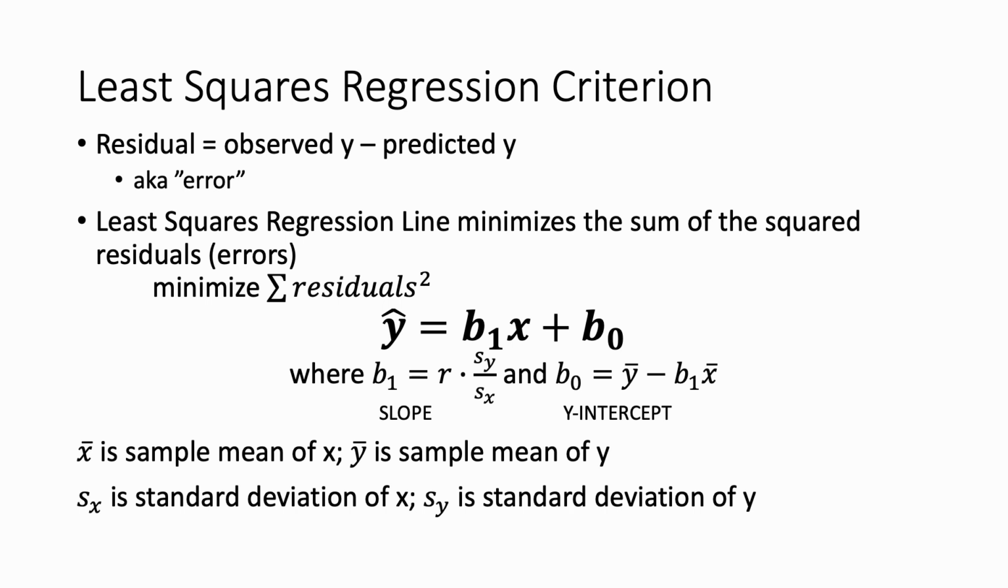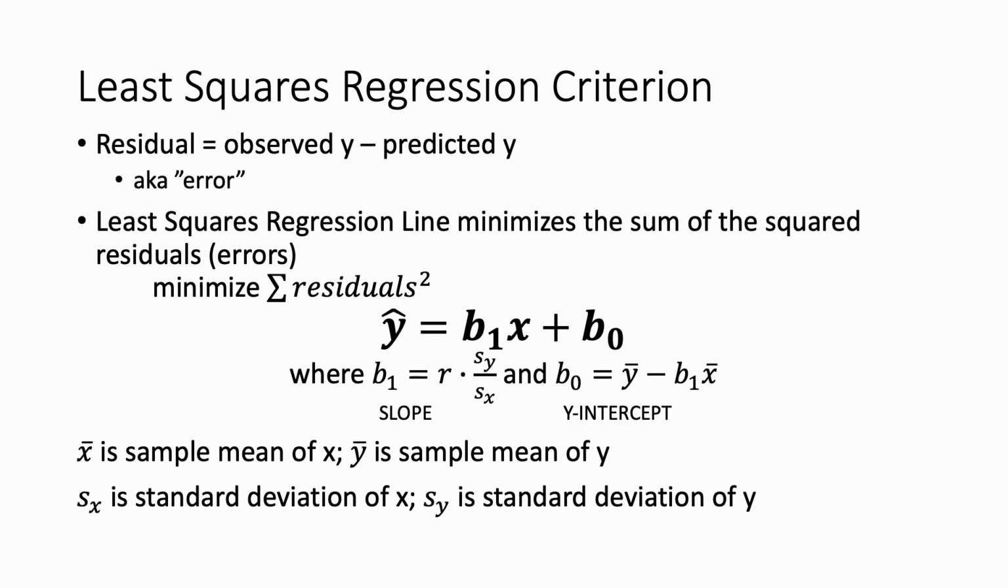And then the least squares regression line, of all the lines you could possibly make up to try to represent your data, is the one that minimizes the sum of the squared residuals, or the sum of the squared errors, which means for every data point you figure out what the residual would be if you had that line, square that residual, add them all together, and the line you pick is the one with the least sum.